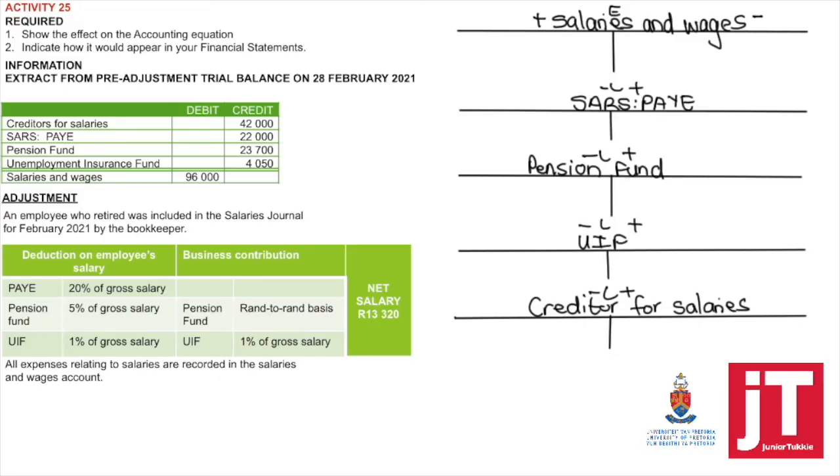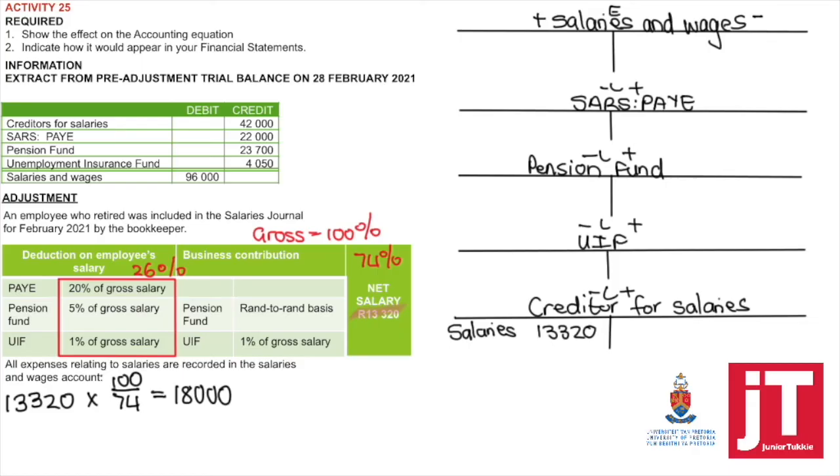So how do I approach this? This is what you can expect at grade 12 level. The net salary goes into creditors for salaries, 13,320. If I look at the total deductions, it equals 26%. The gross is always equal to 100, which means 100 minus 26 equals 74%, which is my net salary. So if I want to know what the gross salary is, we can take 13,320 times 100 divided by 74. Because the net salary was given and that equals 74%. So the gross salary is 18,000. So salaries and wages is credited with 18,000.